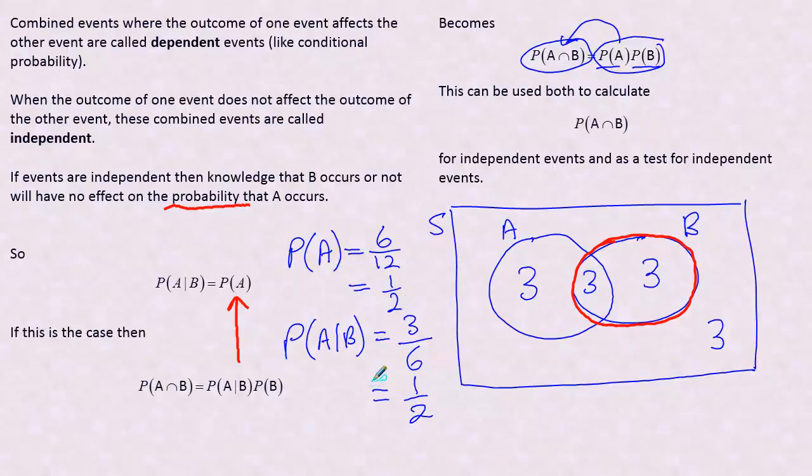But note, A itself has been affected. Since we know that B occurs, these 3 outcomes which are in event A cannot have occurred. Only these 3 can have occurred. So the outcomes from the event itself are affected, but the probability is not affected, and that's the definition of independent.